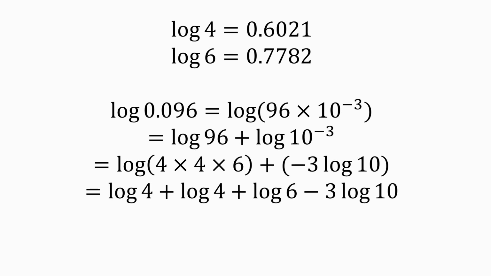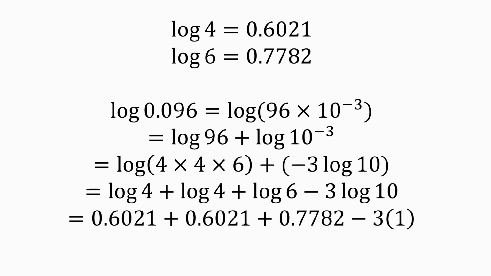And then since we know the values of log 4 and log 6, we shall have 0.6021 plus 0.6021 plus 0.7782. And for log 10, if we have not been given the base of the logarithm, it is assumed to be log to base 10. A logarithm of a number to its own base is equal to 1. So we have 3 times 1. And so adding this up, you shall have negative 1.0176. So that is how you evaluate logarithms without a calculator or a mathematical table.